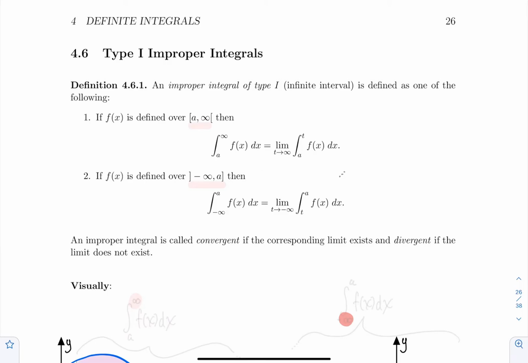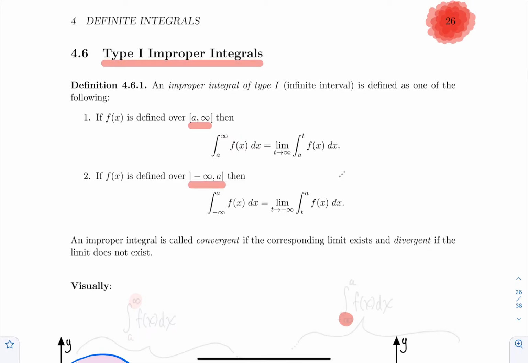Hello, everyone, and welcome to Type 1 Improper Integrals. In this section, what we want to do is look at definite integrals where the interval of integration is of infinite length. So when you have such a scenario, this is what we're going to refer to as a Type 1 Improper Integral.